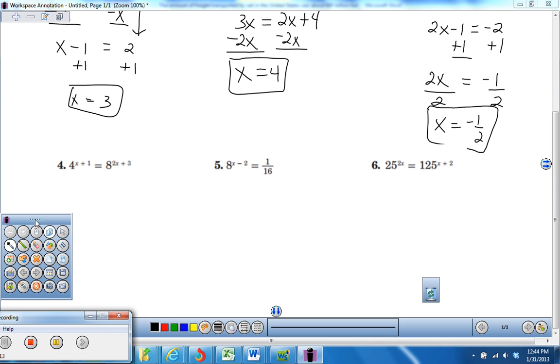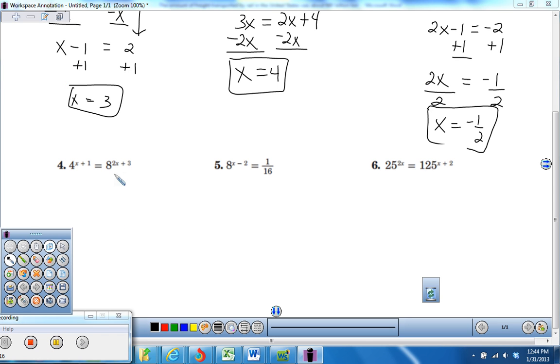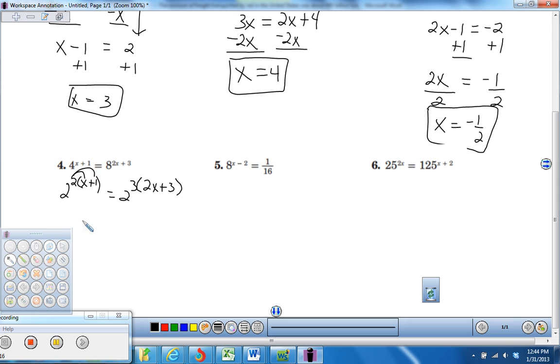Alright, for question 4, okay, they don't have the same base, but I can write 4 in terms of 2, so it'll be 2 squared to the x plus 1 is equal to 2 cubed, because 2 cubed replaces an 8. Now distribute the 2, so we get 2x plus 2 is equal to, distribute the 3.